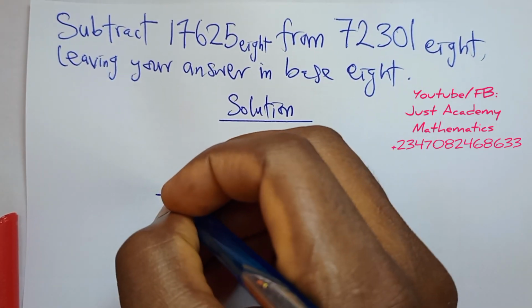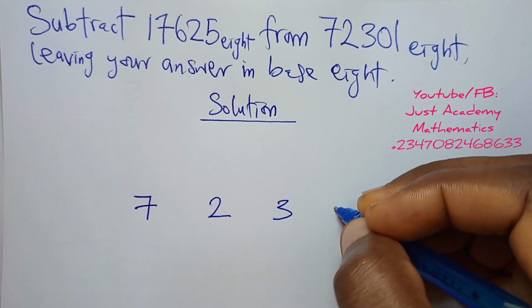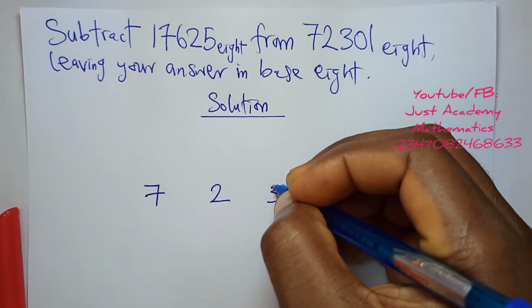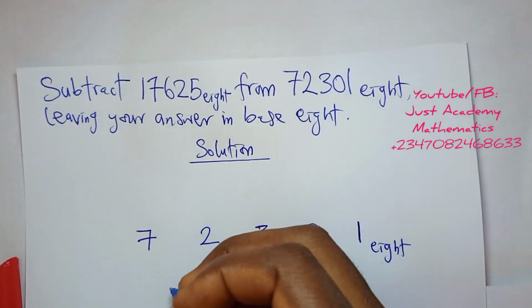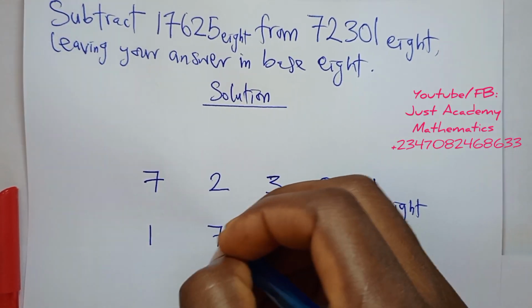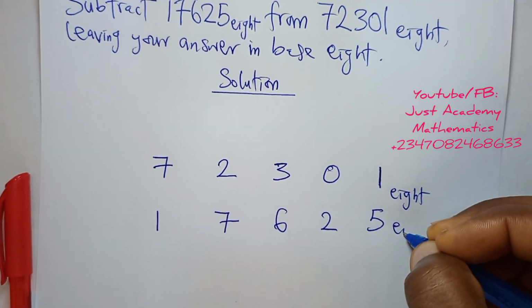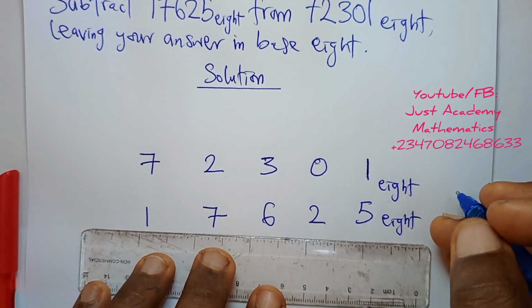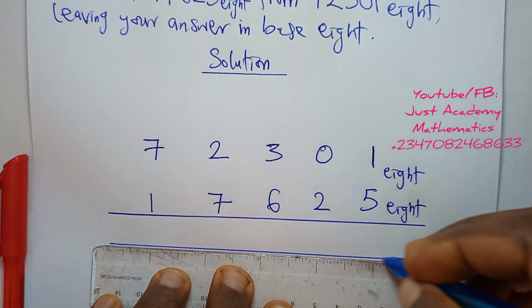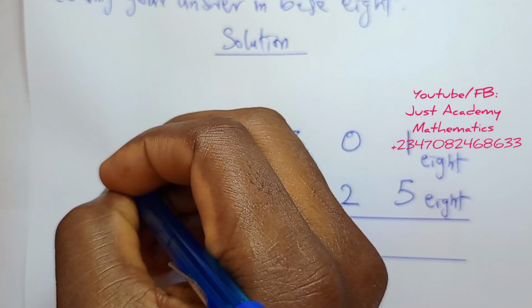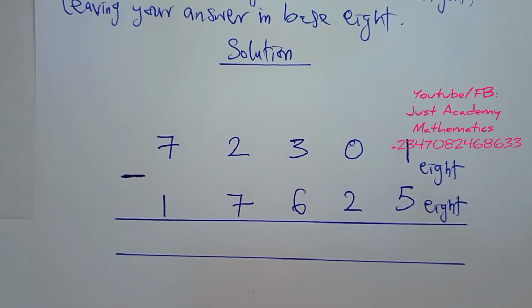So let's do that. 7, and we have 2, we have 3, we have 0, we have 1. And this is in base what? It's in base 8. Then under it we have 1, we have 7, we have 6, we have 2, we have 5. It's also in base what? In base 8. So let's rule our line. So what is the operation? The operation is minus. What we are doing is minus, not plus.